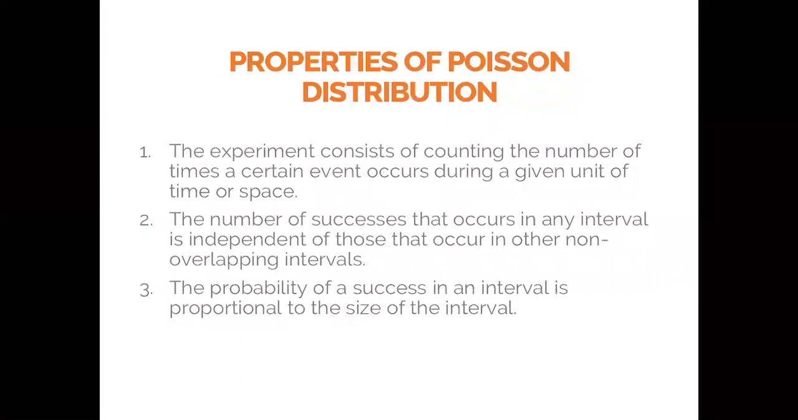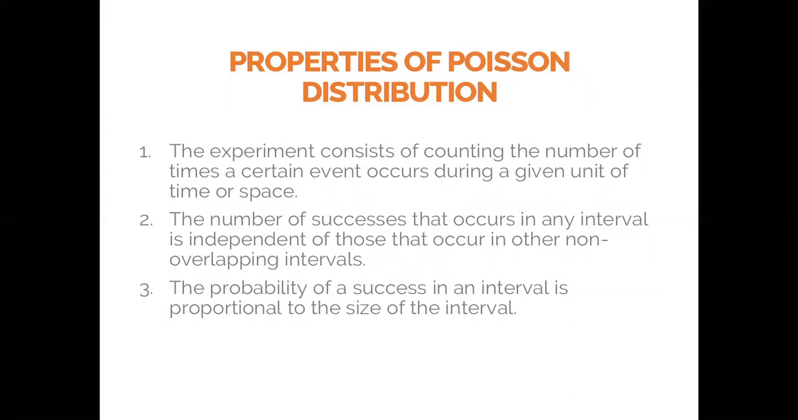First is the experiment consists of counting the number of times a certain event occurs during a given unit of time or space. Next, the number of successes that occurs in any interval is independent of those that occur in other non-overlapping intervals. Okay? Then last is the probability of success in an interval is proportional to the size of the interval. Okay?